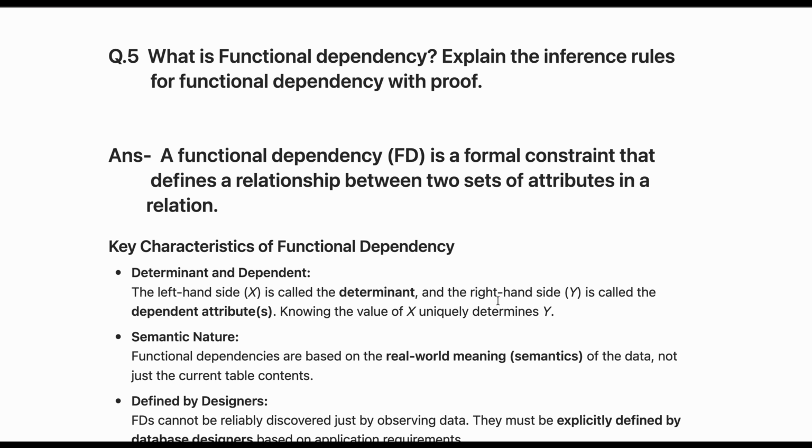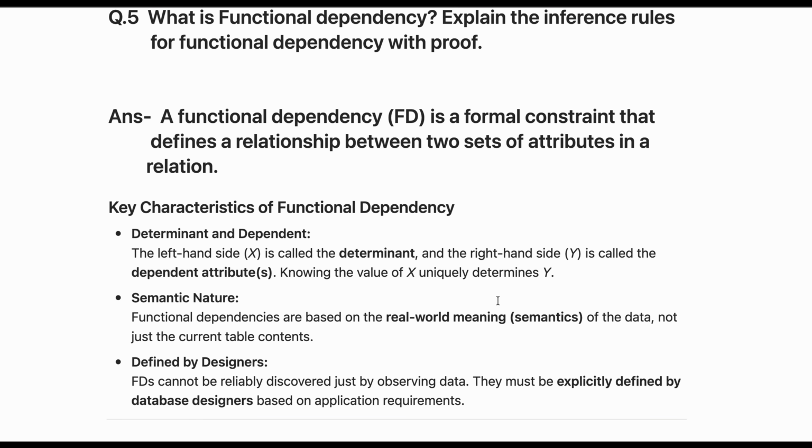Now let us understand some key characteristics. The first one is determinant and dependent. The left hand side X is called the determinant and the right hand side Y is called the dependent. The second one is semantic nature. In semantic nature, functional dependencies are based on real world meaning, not just data values. Now the third one is defined by the designer. So these are specified by the database designer based on the requirements.